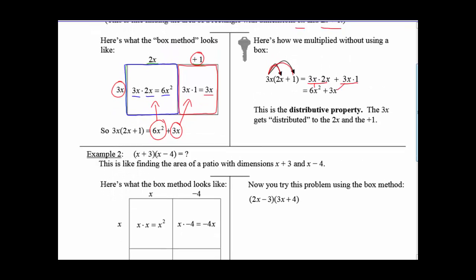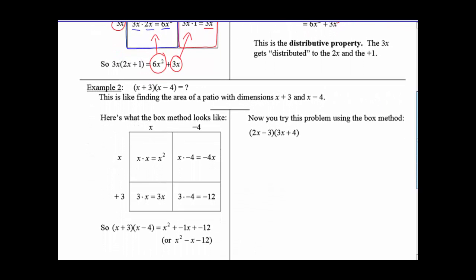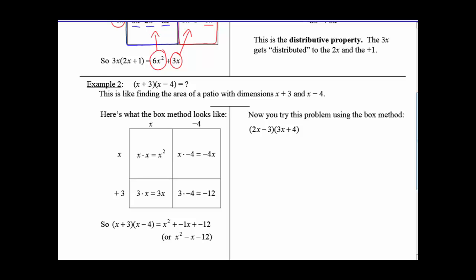Now if we get a little more complicated, what if we had x plus 3 times x minus 4? Now, we don't just have a monomial times a binomial. Now we have a binomial times another binomial. So this is where we're going to need to use that box method to find out what our answer would be. We're going to think of this like we're finding the area of a patio that has the dimensions x plus 3 and x minus 4. To find the area of a patio, we just multiply our dimensions. We're going to multiply x plus 3 times x minus 4. Each term is going to get its own side of a box. On my top, I'm going to have an x and the minus 4, each in their own box. And on the left-hand side, my x and my plus 3 are each going to be on the side of their own box.